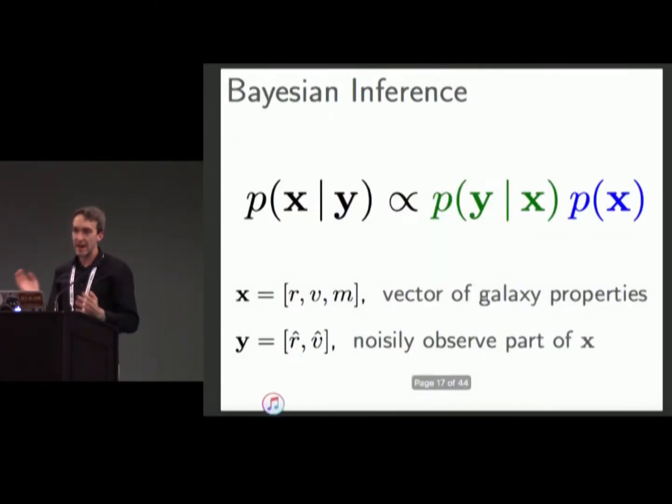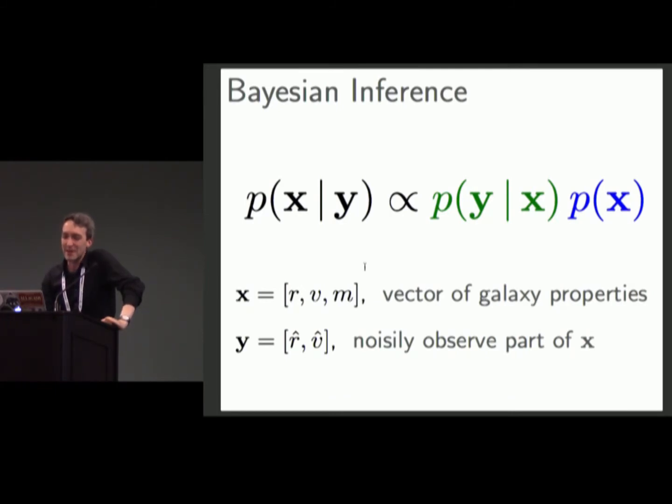So they're Bayesians, like all good people are. So they wrote down Bayes' rule, and they said what we're doing is inferring a vector x, which is the properties of the Milky Way and its companions. So this vector contains m, the mass of the Milky Way, and it contains the positions and velocities of these companions. And we're going to try and infer that from noisy observations of the positions and velocities of the companions. So we don't have any direct measurement of the mass.